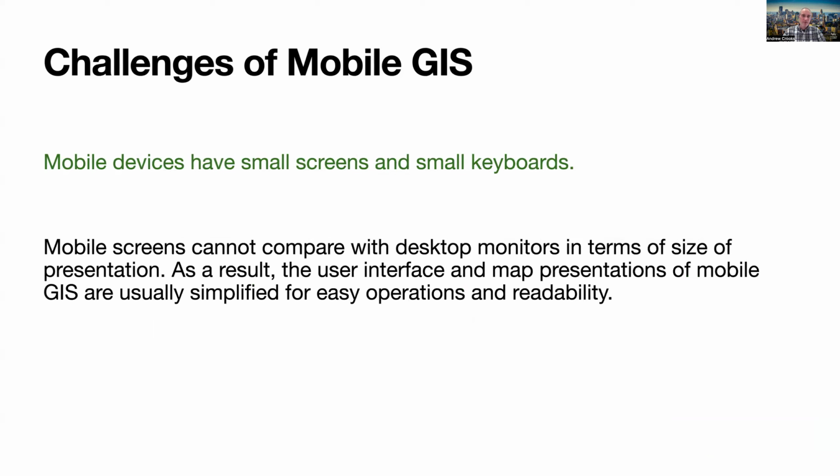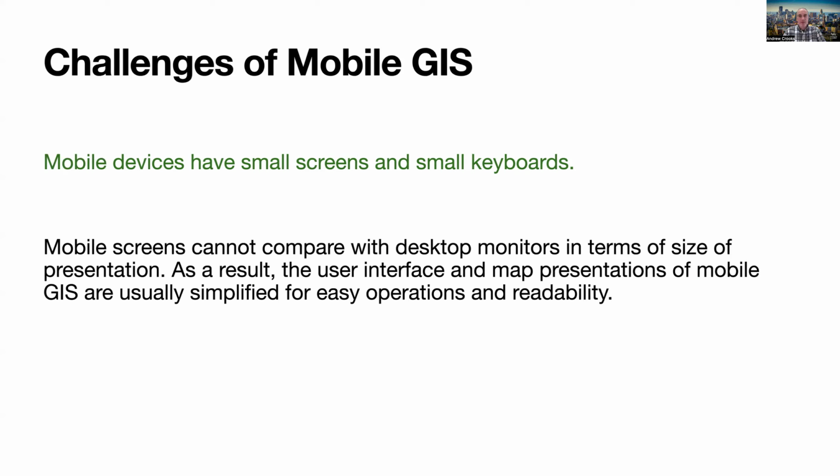I also said one of the challenges of mobile GIS is they're relatively small screens and small keyboards, right? This is changing with the growth of tablets and things like that, but still limited functionality. Often they don't have a mouse, for example. Mobile screens cannot compare with large desktop monitors in terms of size of the presentation. This therefore results in simplified user interfaces and map presentations. Mobile GIS is often simplified, with easier to use operations for readability, and therefore feature poor, as we've talked about in the previous one.